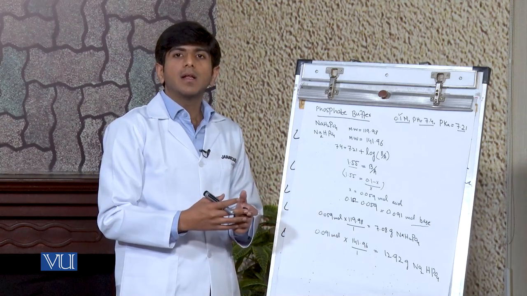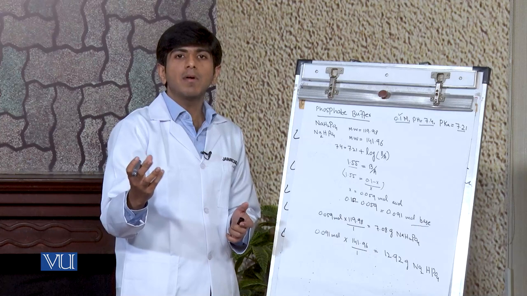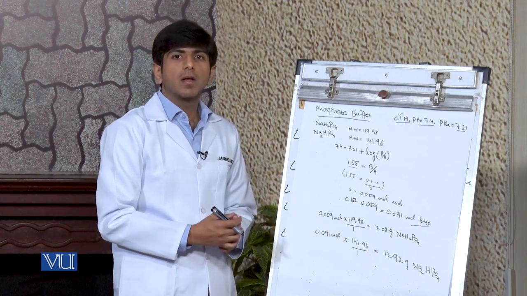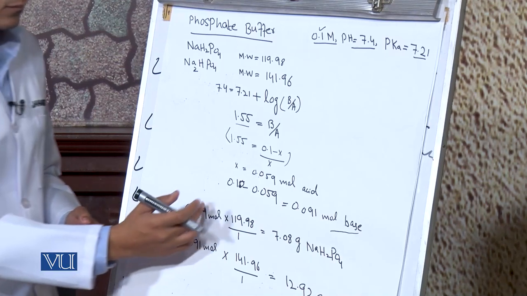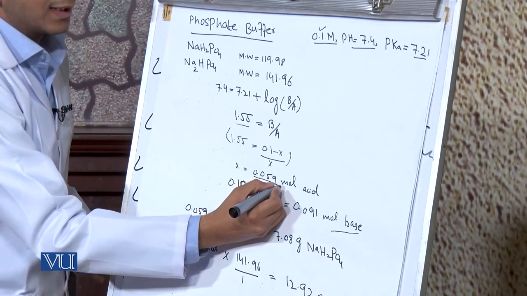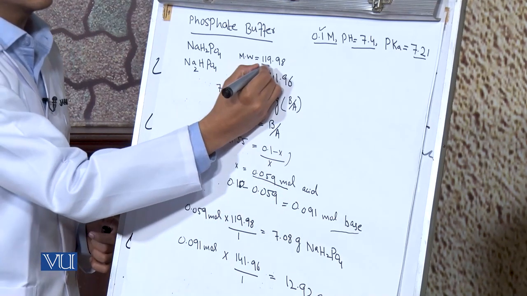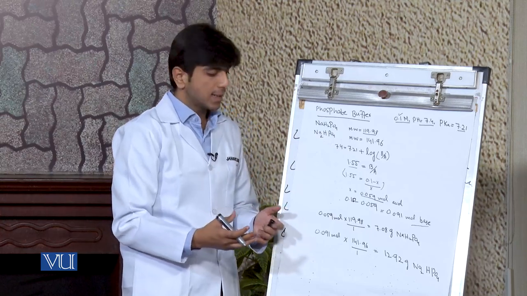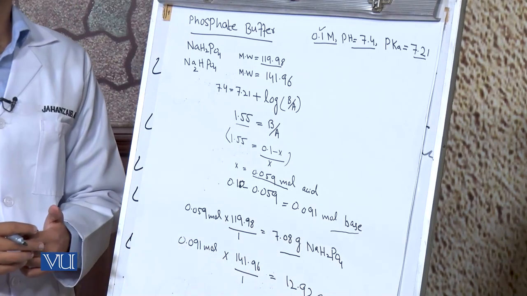Now, once we have the values for the moles of base and the moles of acid, we can calculate the mass in grams that we will weigh in the lab to make the buffer. So how will we do the calculation? For the acid calculation, we will take the moles of acid and multiply by its molecular weight. The value will be 7.08.